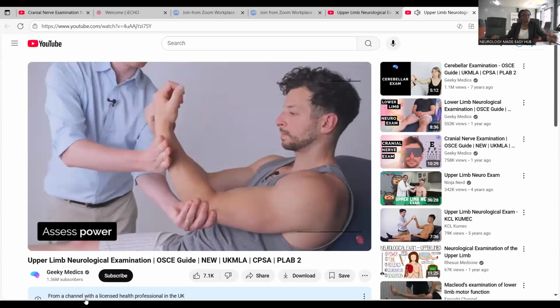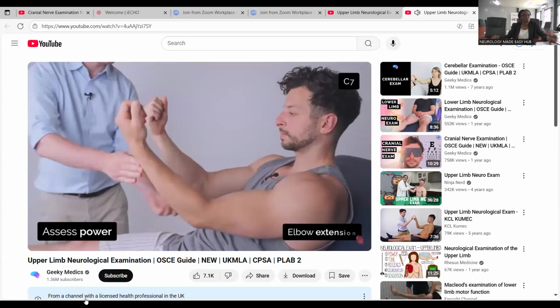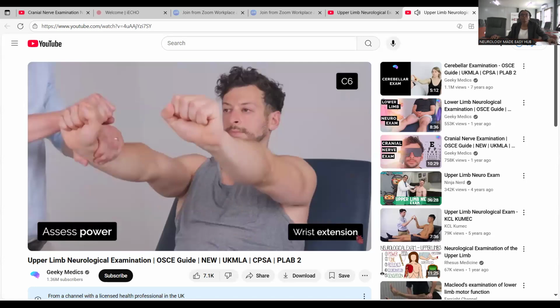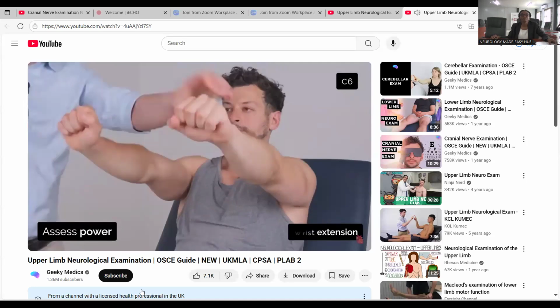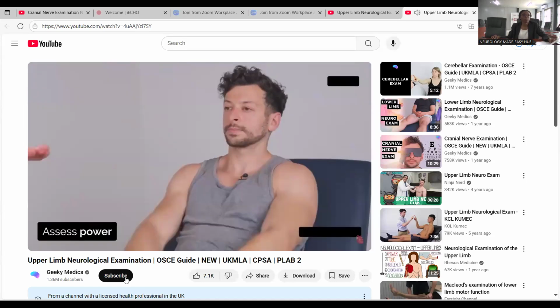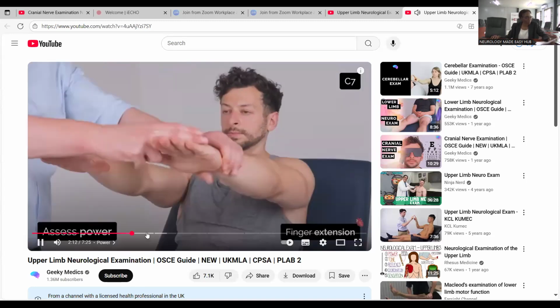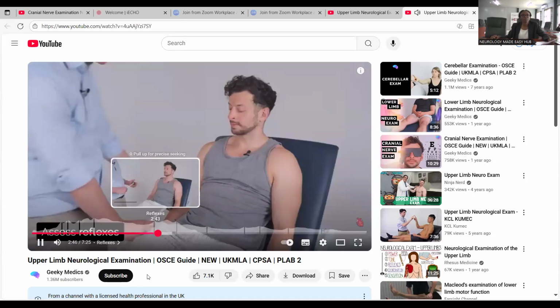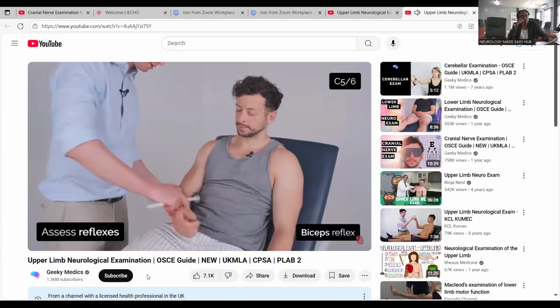Push out against me. Good. Arms up in front of you, and just cock your wrist back and keep them there. Good. And just bend them forward. Don't let me lift them. Great. If you can put your fingers out straight in front of you and just keep them up. Good. And spread your fingers for me. So if you just let your arms go floppy, I'm just going to move them around.